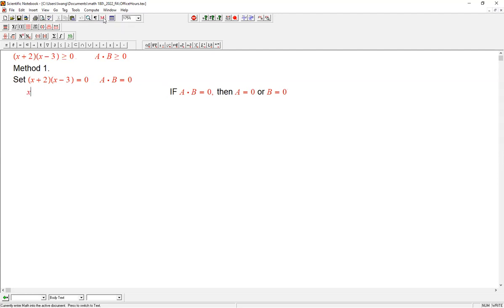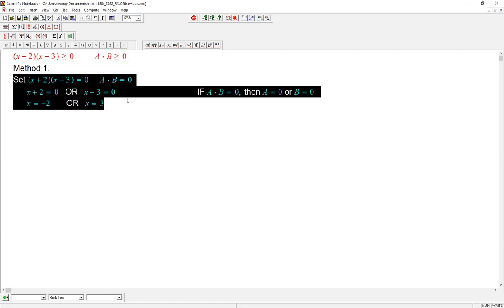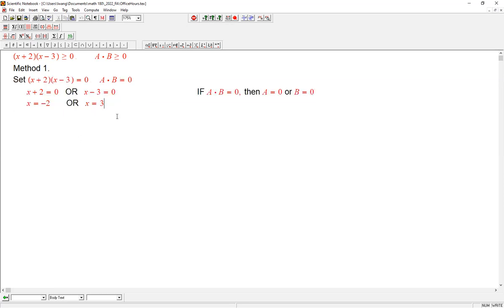Applying that principle, we would have X plus 2 equals 0, or X minus 3 equals 0. Then we go further, and we find X equals negative 2, or X equals 3. So this way we identify these two numbers. As I said, this part is not especially necessary if you can just recognize the number where each factor changes sign.